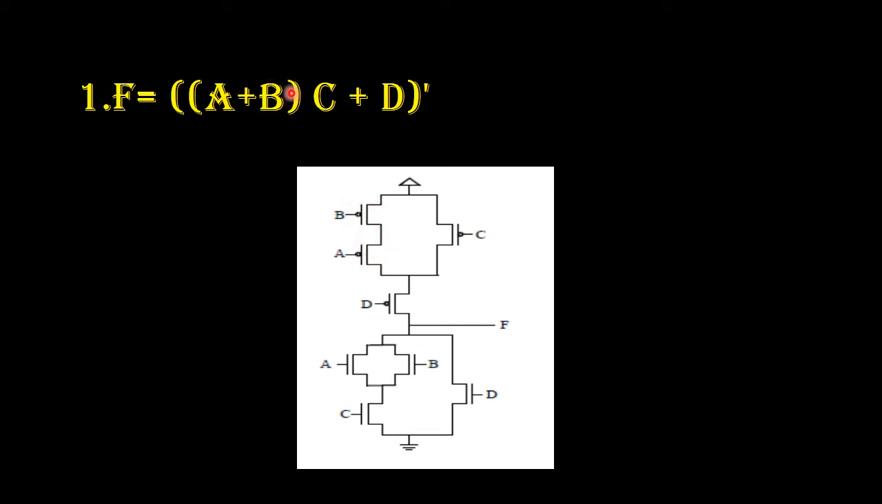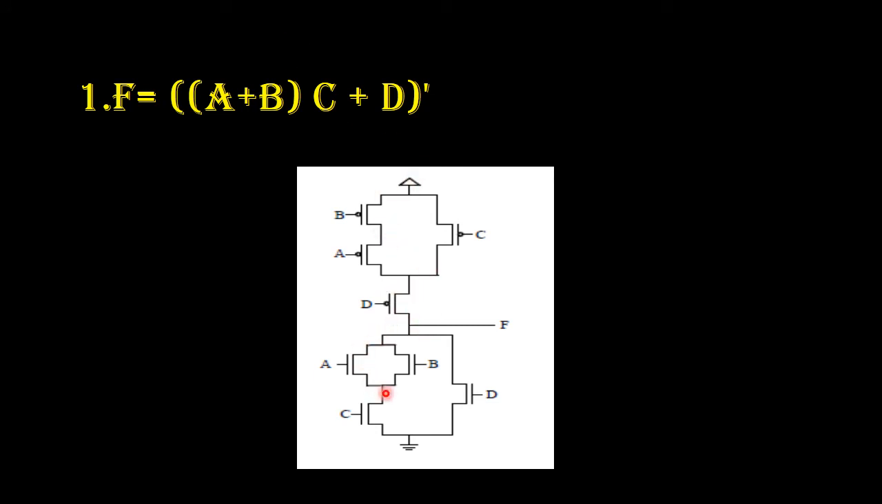Then this A plus B is in product with C. So product means we have to connect in parallel. So the C transistor is connected in parallel to both A and B. Then again plus D. So plus D means again here we are having a sum term. Therefore it should be connected in series. So the whole term is connected in series with D.